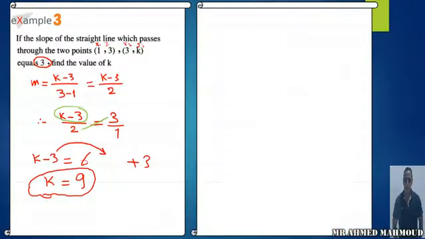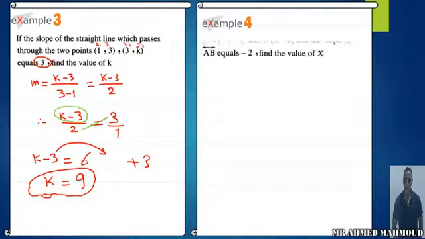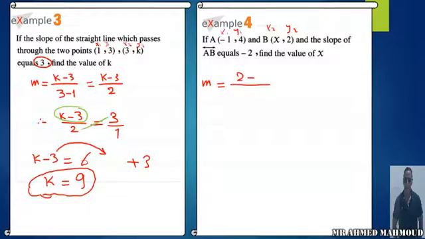The next example, example 4. If A equals (negative 1, 4), B equals (x, 2), find the slope, and the slope equals negative 2, then find the value of x. Here we have x1, y1, x2, y2. Then m equals 2 minus 4 over x minus negative 1. 2 minus 4 equals negative 2, and x minus negative 1 will be x plus 1.